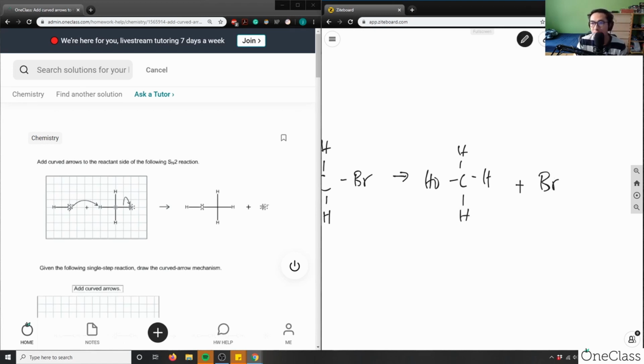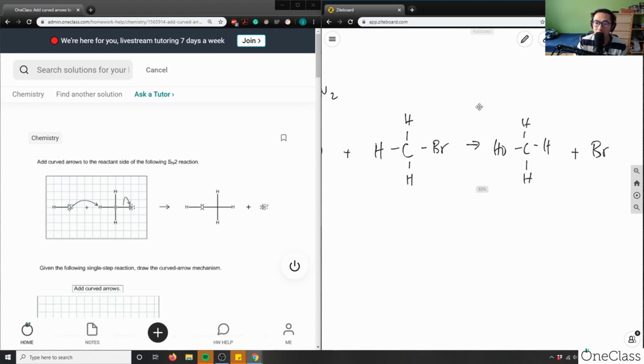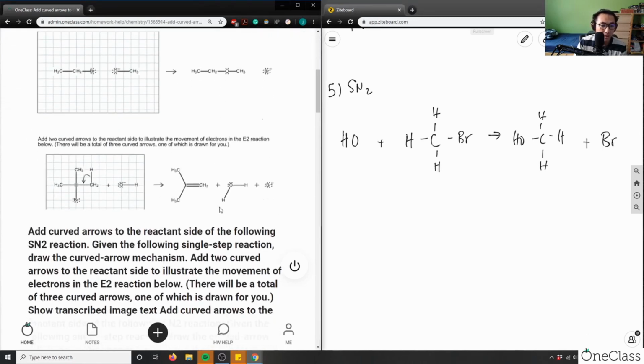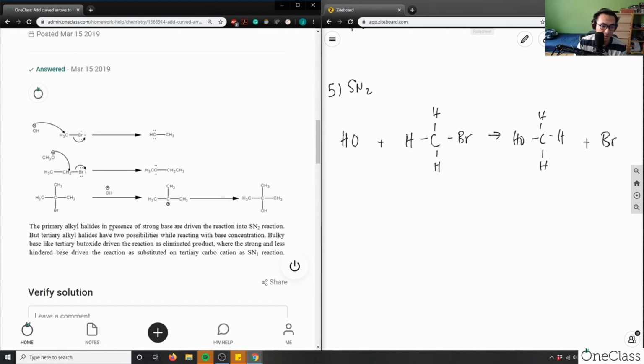Okay. So again, here I'm adding some curved arrows to this SN2 reaction, right? So how would I add the curved arrows here? So again, I believe this is the answer here, so let me look at the answer. The minus here is good. I have a nucleophile, which is the OH group. It's going to attack the positive carbon, right?